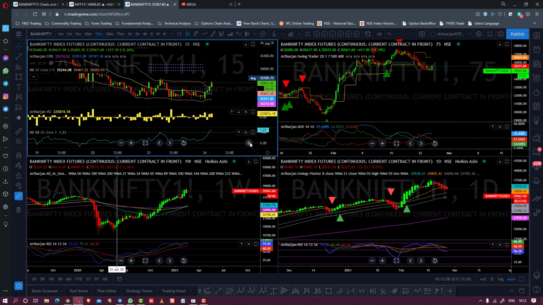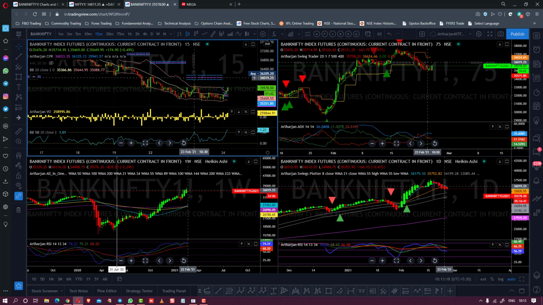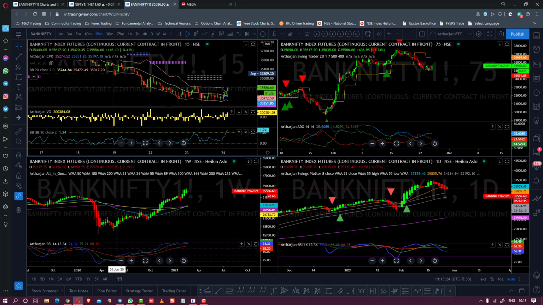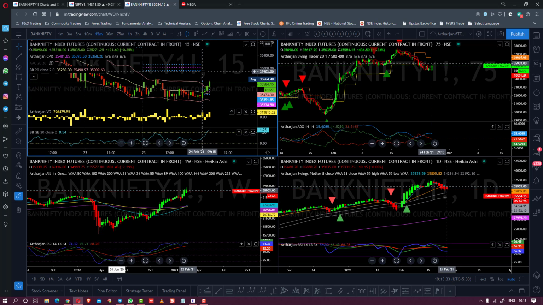Now coming to the analysis on a shorter time frame, I have applied the Artharjan CPR indicator. This CPR indicator is a combination of pivot points, and it gives you the pivot range from where the stock usually tends to bounce back. This was the CPR created based on the previous day's candlestick movement. Yesterday Bank Nifty was trading below the CPR. Today it has entered the CPR, and the moment it tries to reach this previous day CPR level, it may face resistance.